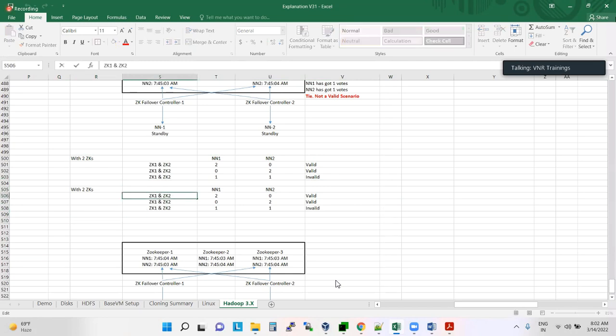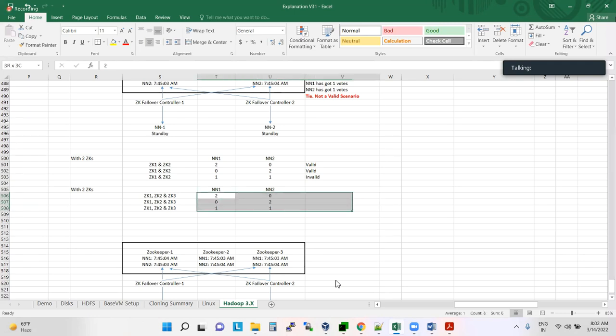ZK1, ZK2, and ZK3. Now I have 3 zookeepers. Okay. Now tell me what will be the votes. All 3 can make name node 1 active. If all 3 are saying name node 1 is active, name node 2 will get no votes. Yes or no? Okay. Yes.